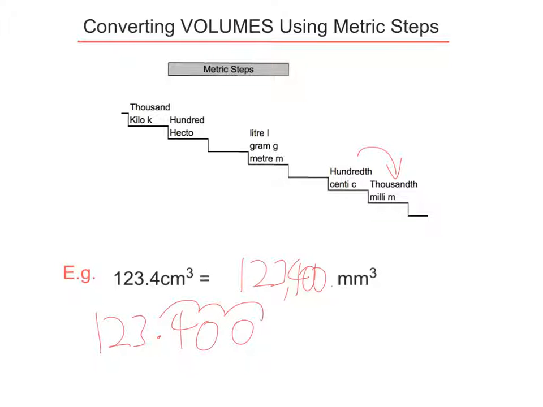cubed are a lot smaller. You actually need 1,000 millimetres cubed to make 1 centimetre cubed, and that's why you need to move the point 3 places. That's multiplying by 1,000.